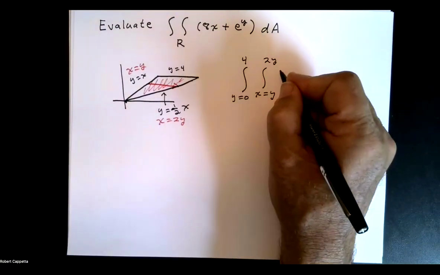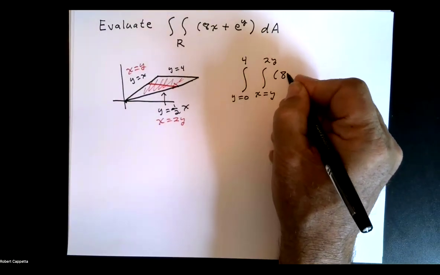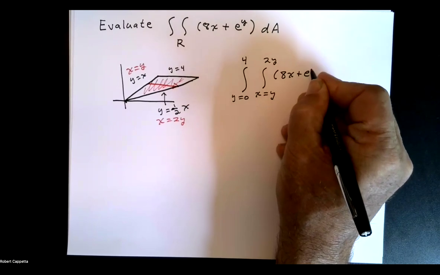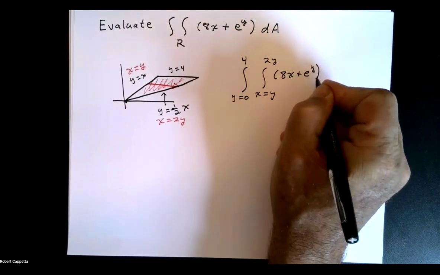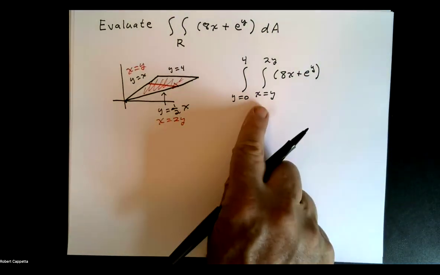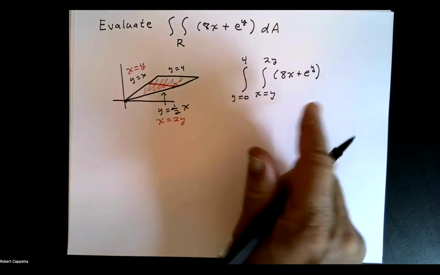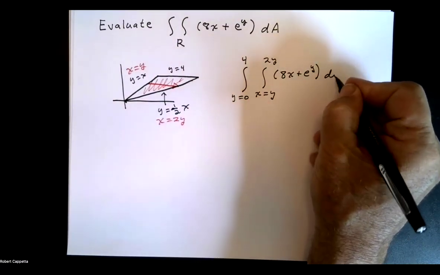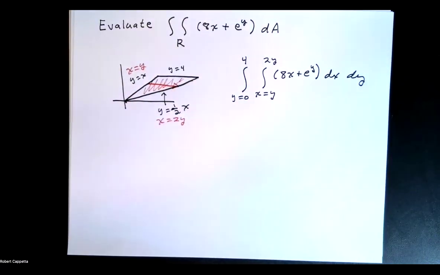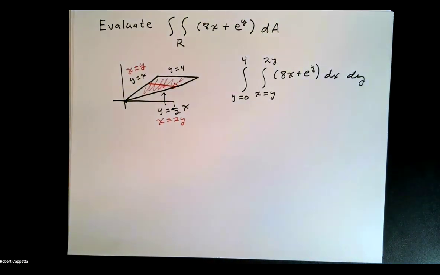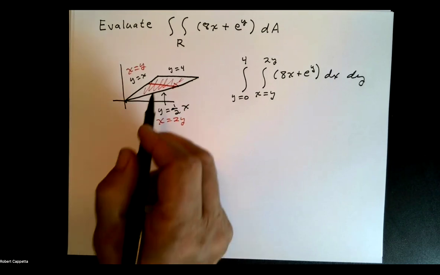And then we can go ahead and put our function in, 8x plus e to the y. Now let's talk about dA. Since x is changing first, the order of this integral has to be dx dy. So that sets up the integral for the dx dy order. If I had done it in the dy dx order, I would have had to break it up into 2 double integrals.